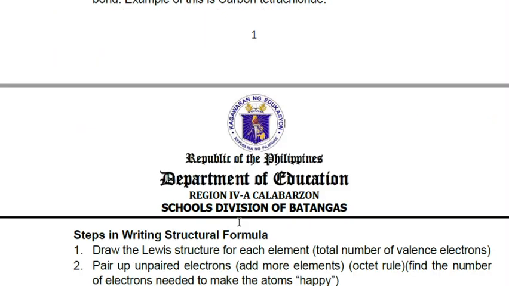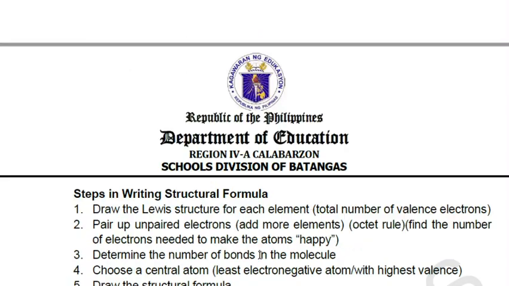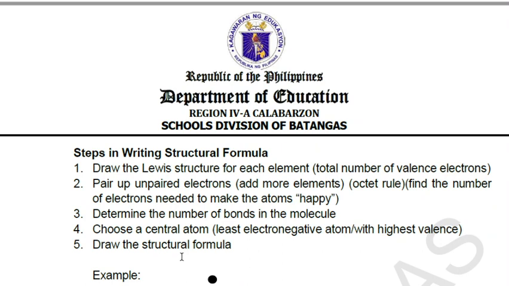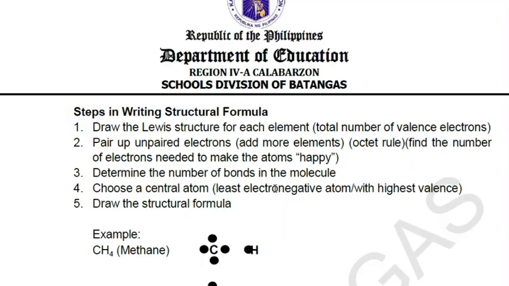Now, there are different steps in writing a structural formula. First, we draw the Lewis structure of each element. Next, compare unpaired and paired electrons and determine the number of bonds in the molecule. We choose a central atom and we draw the structural formula. This is also a matter of familiarity with the different compounds, finding out which ones are bonded to one another. So let's try an example here.